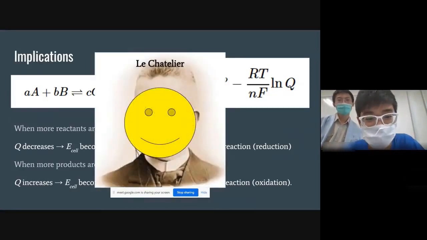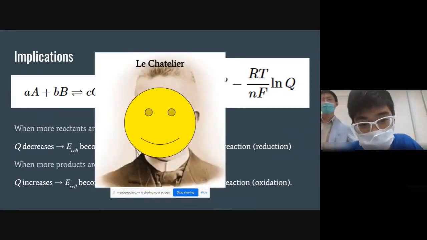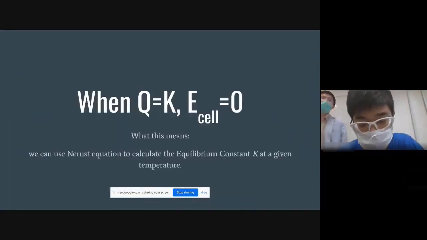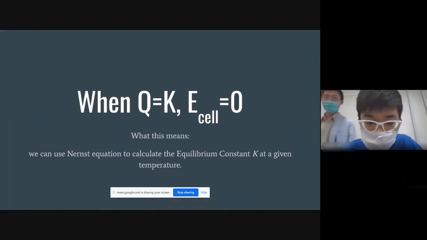So this is the same as what is described by Le Chatelier's principle. So Le Chatelier is very happy. Yes. So in a special case where Q equals K, this is when the system is in equilibrium. The E cell will be equal to 0.